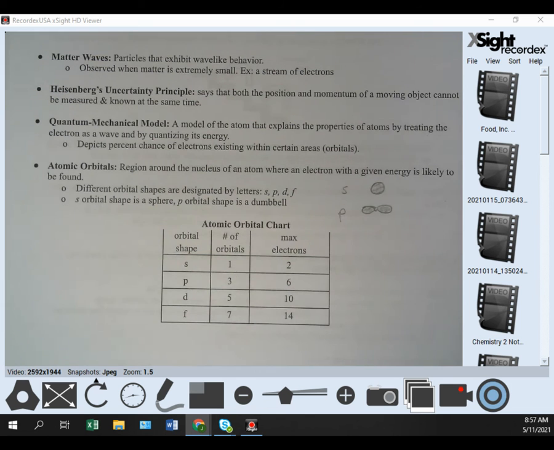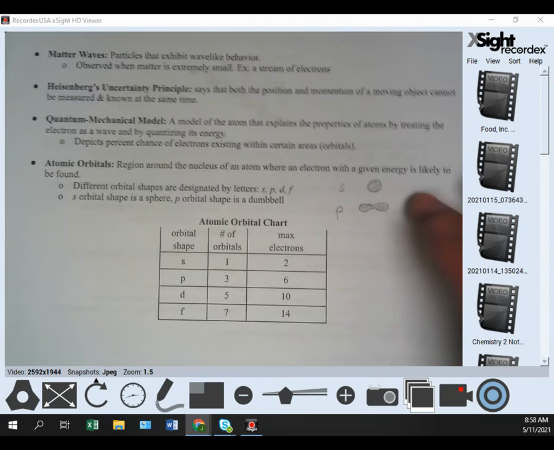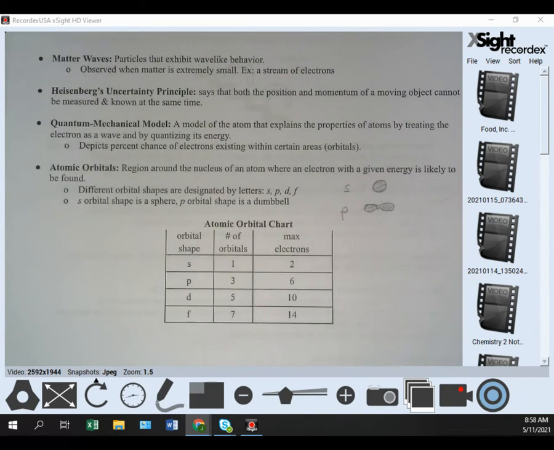Okay, here we go. So we're going to finish up the energy, electrons, and quantum notes. Yesterday we got to the point where we're basically at this atomic orbitals information here.